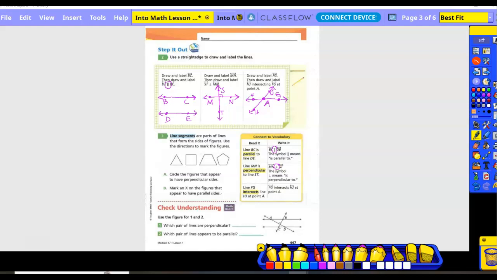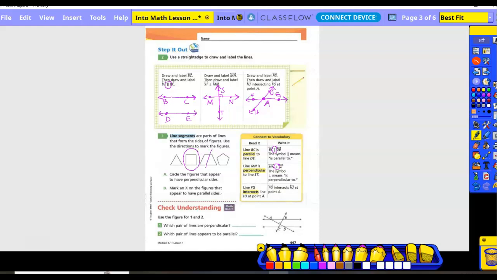Okay. So circle the figures that appear to have perpendicular lines. So which ones have perpendicular lines? The square, right? Because it has to form a what? 90-degree angles. Mark X on the figures that appear to have parallel lines. So parallel lines do what? They don't ever intersect or come across each other, right? So which one would that be? The triangle would be intersecting because they're going to come across. Parallel is like this.